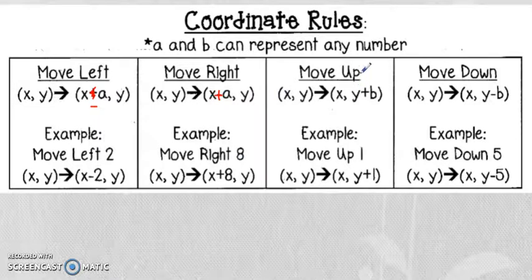Similarly, up and down. Up, we are going to add. Y-axis tells us up and down. So if I'm moving up 1, I'm going to take my Y starting point, and I'm going to add 1 to it. With down, we're going to subtract on the Y-axis. I start with my original location, and I subtract 5.